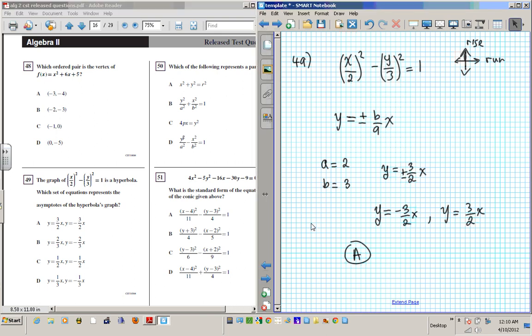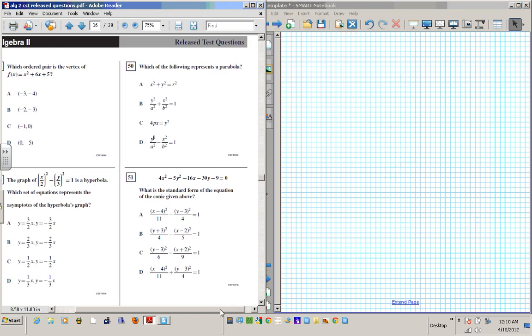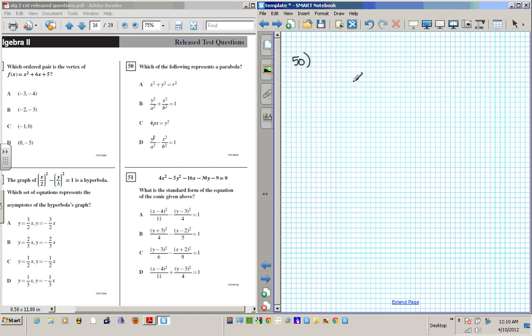Question 50 says, which of the following represents a parabola? For this one, you just need to know the general form equation for a parabola. Remember, parabolas have only one squared term. If you look at A, x squared plus y squared equals r squared, you have a sum of squares with the same coefficients. That's a circle. Anytime you have a sum of squares with the same coefficients, where the biggest powers are both squares, you have a circle.